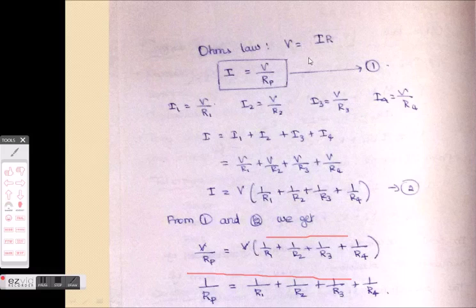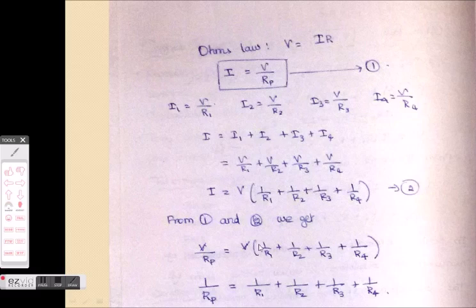By Ohm's law, V is equal to IR, so I is equal to V by R. Rp is the resistance in parallel. I1 is V by R1, I2 is V by R2, I3 is V by R3, I4 is V by R4. I is equal to I1 plus I2 plus I3 plus I4, which is V by R1 plus V by R2 plus V by R3 plus V by R4. Taking V as common, I is equal to V into (1 by R1 plus 1 by R2 plus 1 by R3 plus 1 by R4).